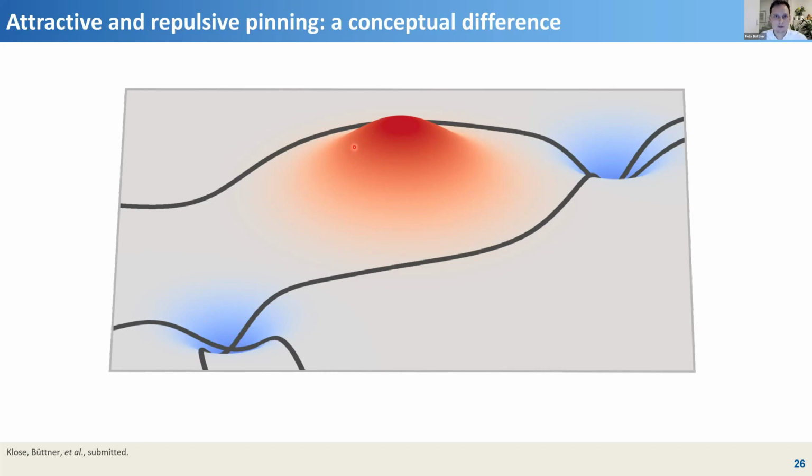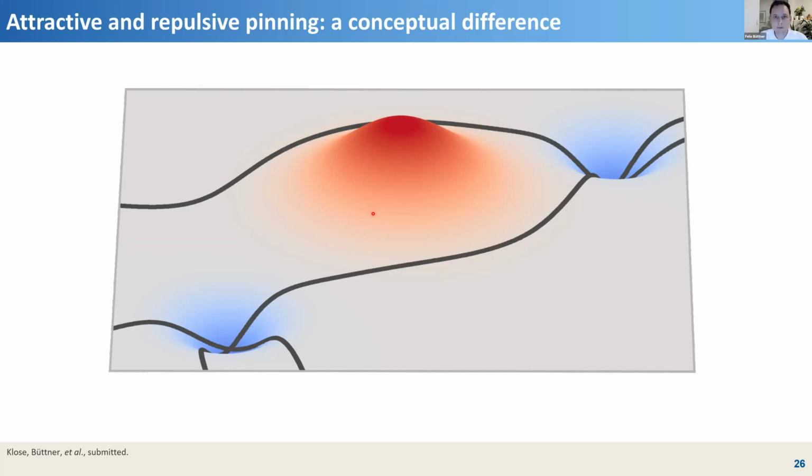Whereas for an elevation, for a hill in the energy landscape, this hill is entirely avoided. Not only the top, but the entire area here is avoided by the domain wall. So that's why attractive and repulsive pinning sites have different actions for a domain wall, which is one-dimensional. Now, this kind of physics can actually explain what we observe.